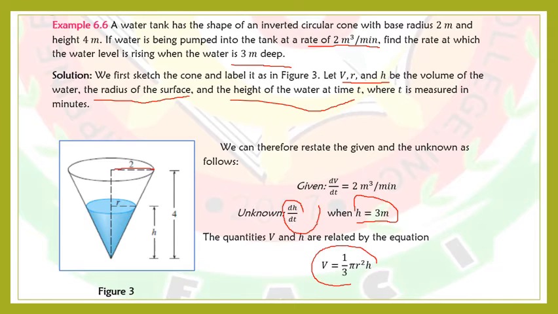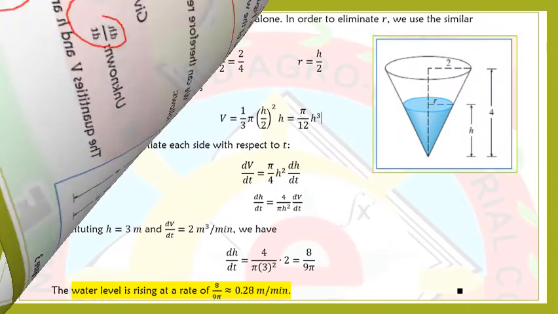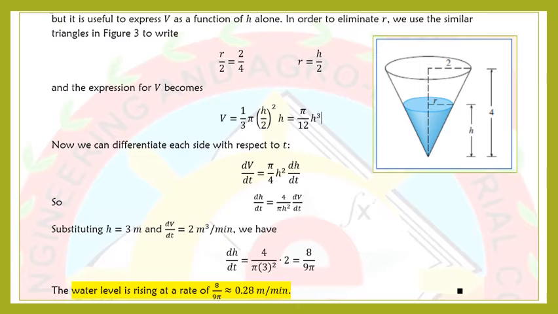So, gagamitin natin itong equation na to. This is the volume of the circular cone: V is equal to 1/3 pi r squared h. It is useful to express V as a function of h alone in order to eliminate r doon sa formula ng circular cone natin. We use the similar triangles in this figure. So we have r over h, which is equal to 2 over 4. It implies that yung r natin is equal to h over 2.